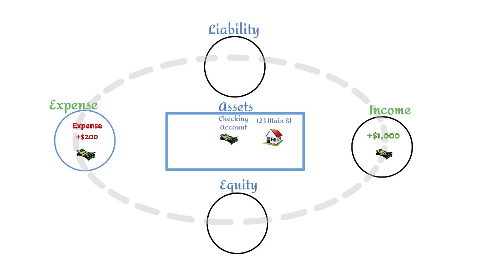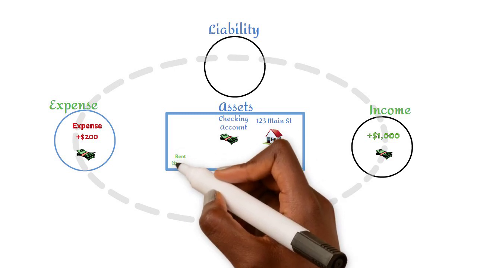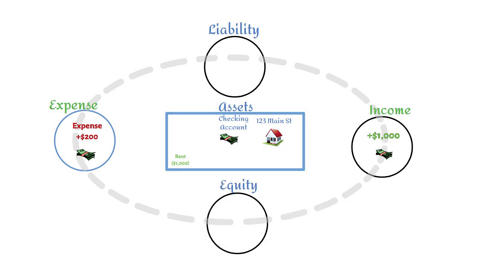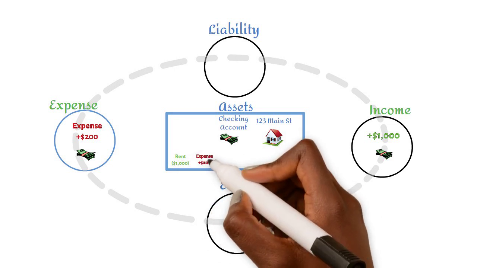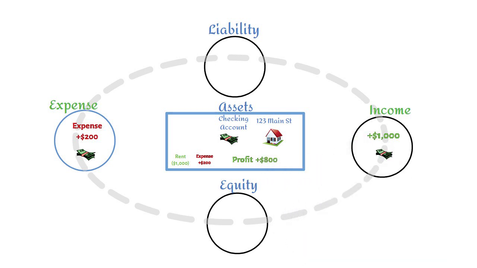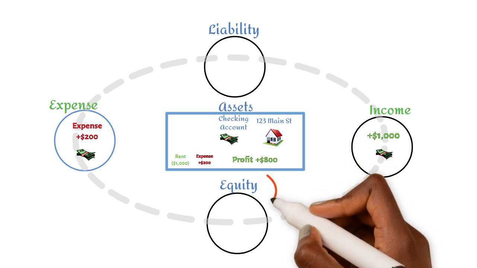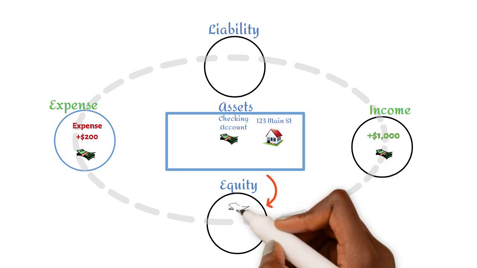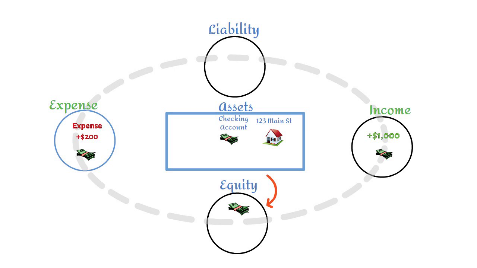Now, the difference between your income and your expenses for the business are your profits. Now, you would notice that there is no clear bucket designated for profits. That is because anything of the business that you can claim as an owner is part of the equity checkpoint. Therefore, any profit that the business makes should go into the equity category.